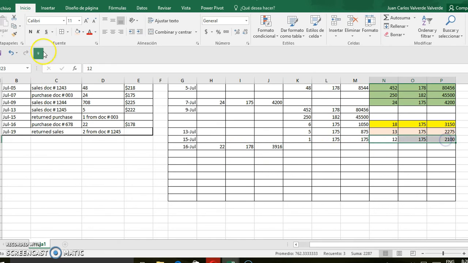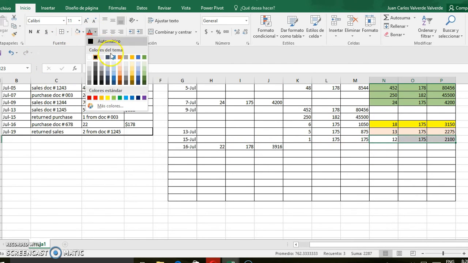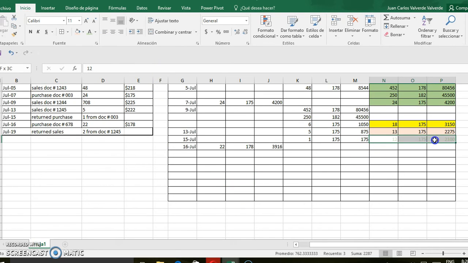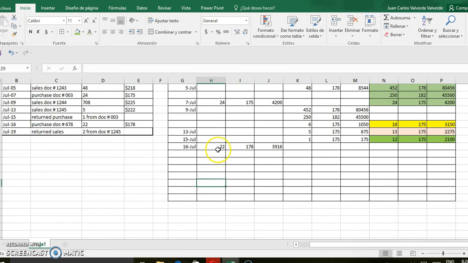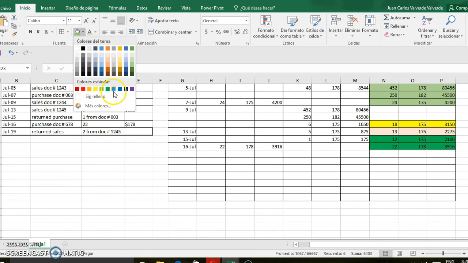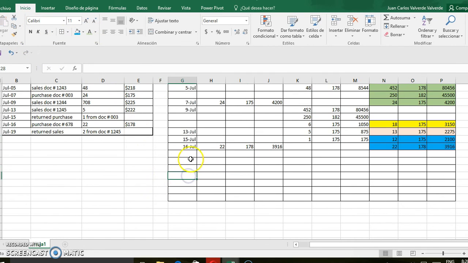By the way, I forgot to color this. Let's make it green. Here. So this is part of our new stock. Copy and paste here. And we have these two different prices. So let's make it blue.